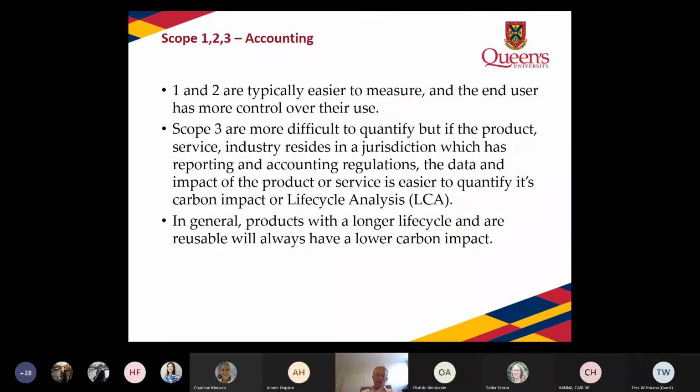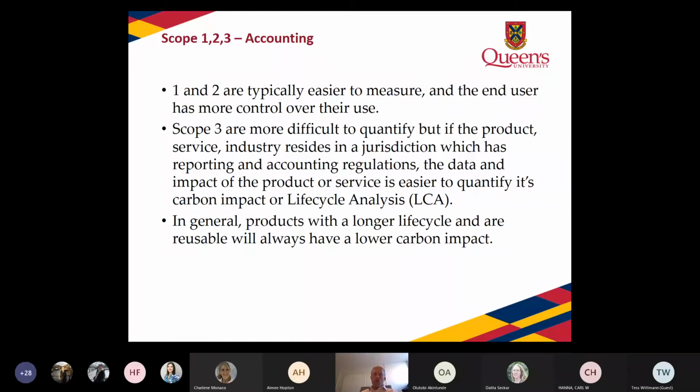But as a recommendation in general, for Scope 3, purchasing products with a longer life cycle and ones that are reusable will always have a lower carbon impact. Life cycle analysis is something that we apply to purchased goods and Scope 3 materials or services, because it allows us to evaluate whether or not we should be choosing one product over another based on the energy and emissions that are associated with manufacturing it.